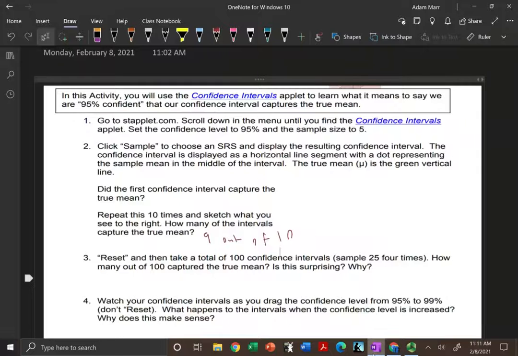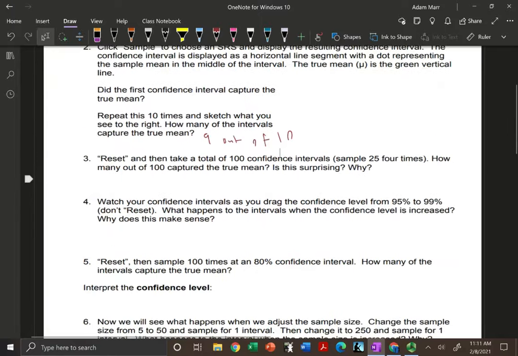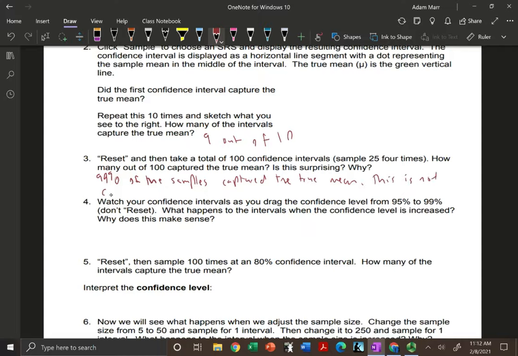So let's answer this question. Reset and then take a total of 100 confidence intervals. How many of the 100 capture the true mean? Is this surprising? Why? We had 94% of the samples capture the true mean. This is not surprising. And why is it not surprising? Well, the confidence level was set at 95%.